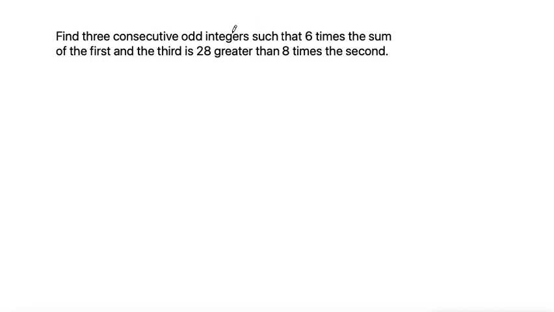If we have consecutive integers, then that would be integers like 2, 3, 4. Those would be consecutive integers. But when it says consecutive odd integers, we would need numbers like 3, 5, 7. So we would need to start with an odd integer, and then to get to the next odd integer, we would need to skip the even integer between it to go 2 numbers past to make the next odd integer.